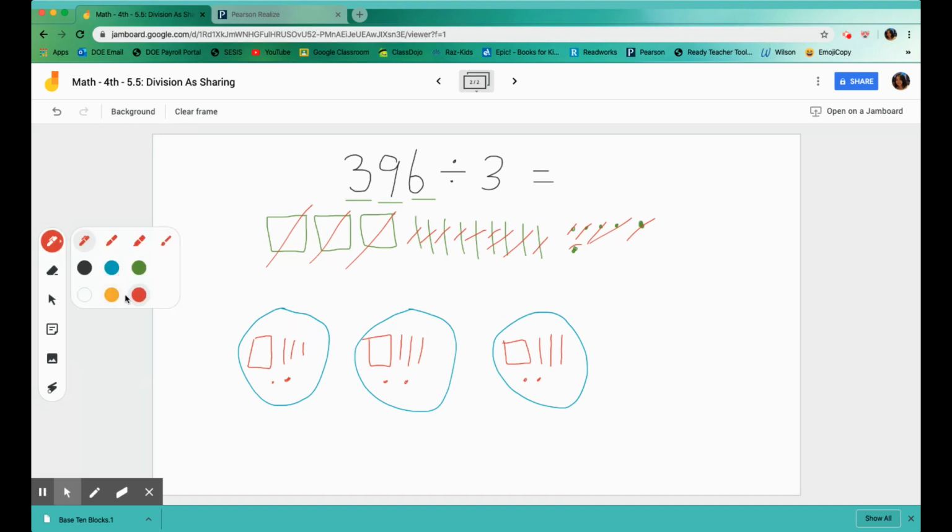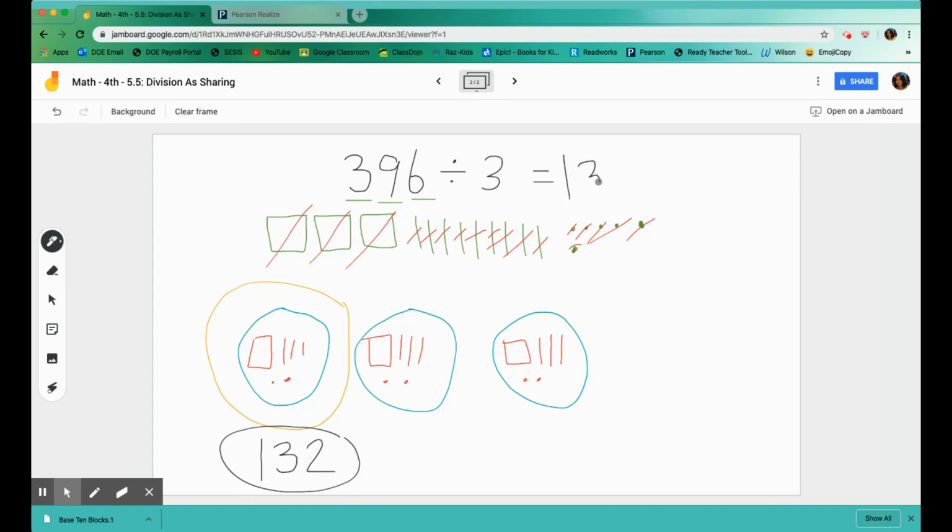So now let's look at one of the groups to see what our answer or quotient could be. So let's look at this drawing. We have 100 because we have one square. We have three tens because we have three sticks. And we have two ones because we have two dots. So my quotient or my answer to this division problem is 132. As you can see, you can use these place value drawings to solve a division problem.